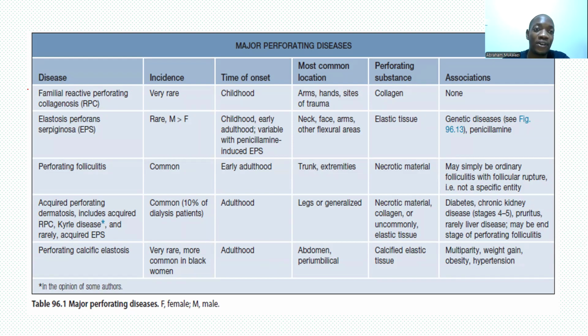The first one is the familial reactive perforating collagenosis, which is very rare, and onset is oftentimes in childhood. It loves the arms, the hands, and also sites of trauma. And the substance that is being eliminated is collagen, and it has no other associations.